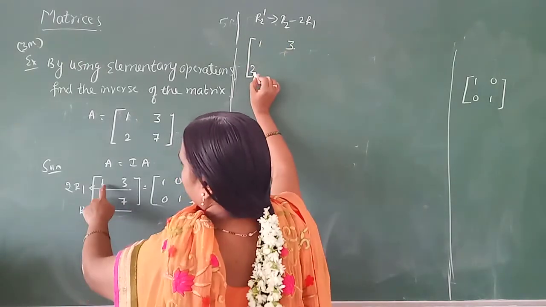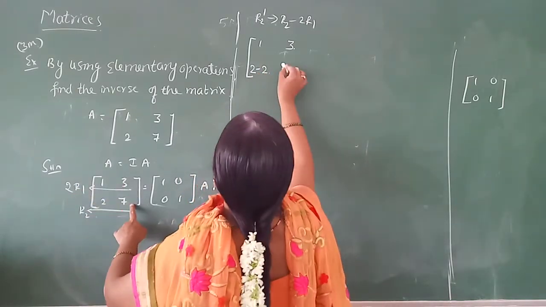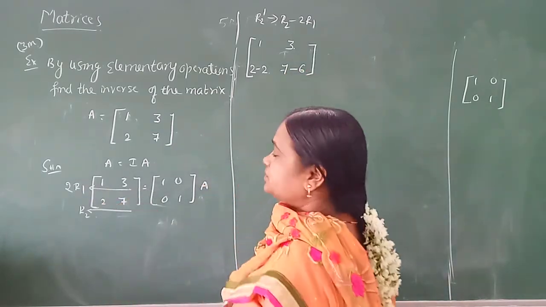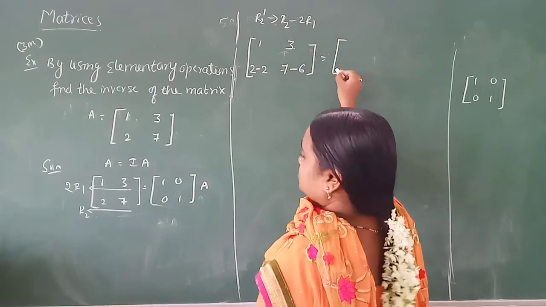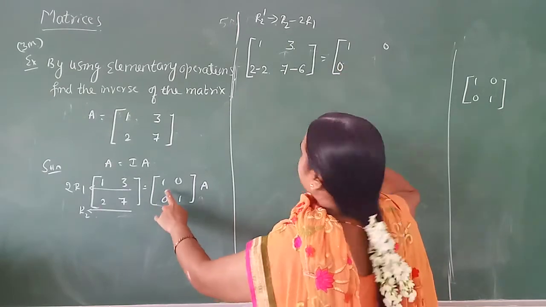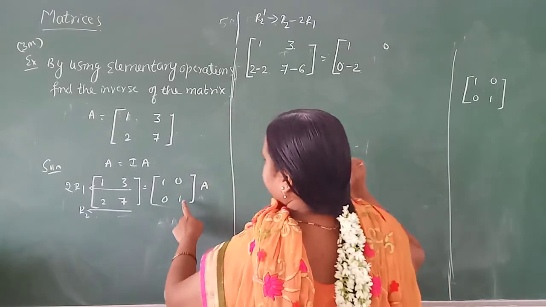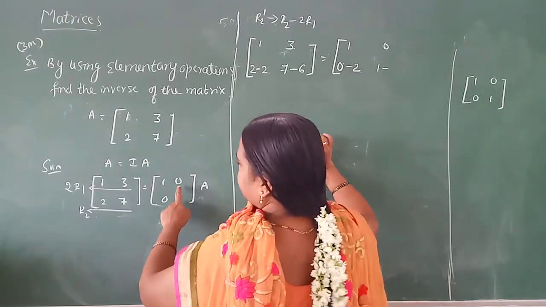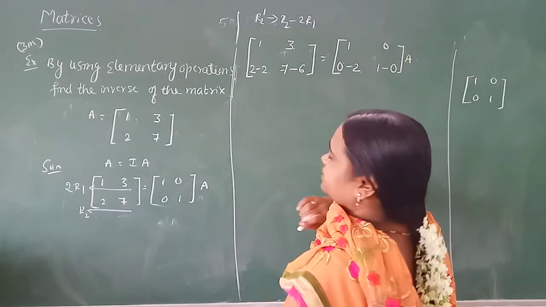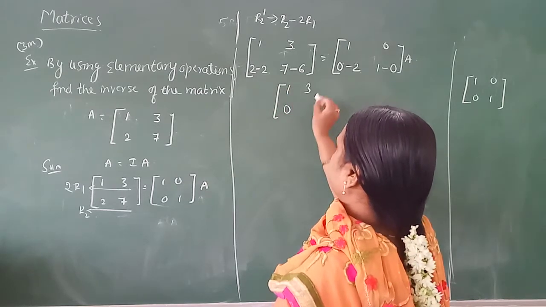Your second row: 2, 1 into 2, that is 2. Next, 7 minus 2 into 3, 1. Okay, next, 1, 0 as it is. 0 minus 1 into 2, what is it? Minus 2. Next, 1 minus 0 into 2, what is it? 1. Which will give us 1, 3, 0, 1.